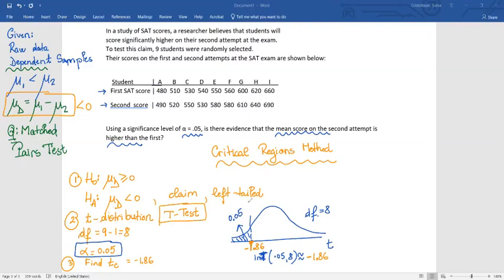Now we know that at this point, the vertical line going through negative 1.86 will split this shape into regions. Critical will be this way and non-critical will be this way. These are the two regions. All we need to do now is find the test value or test statistic, which we will call T. So now find T. We will find T using the calculator.